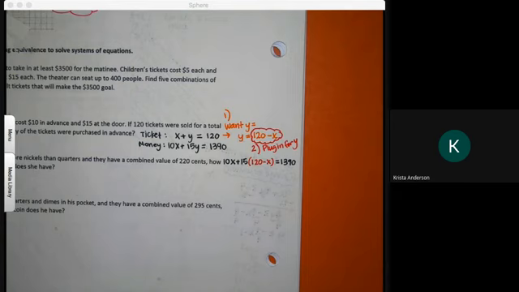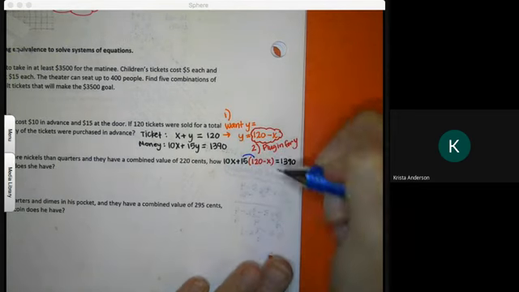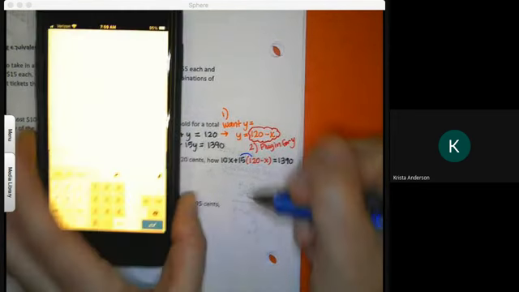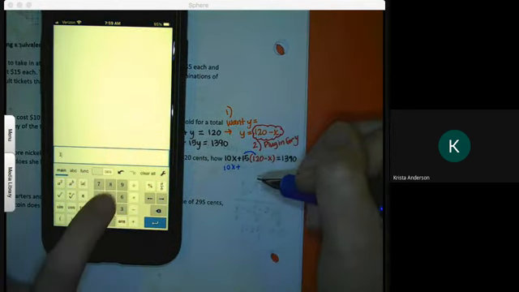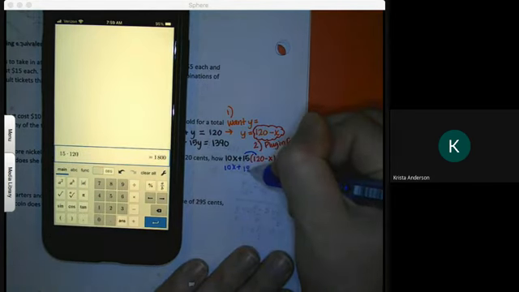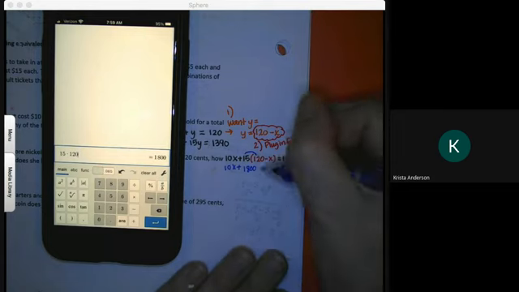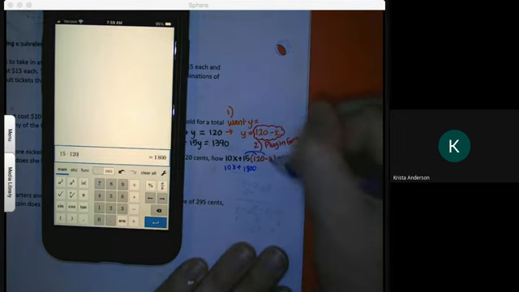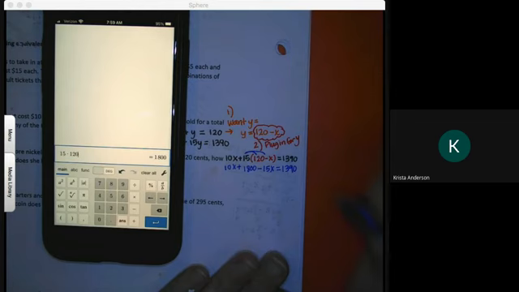My second step is to distribute 15 times 120. So I'd have 10x plus 15 times 120. There's no x on that number. Then I do 15 times negative x. That's negative 15x equals 1390.